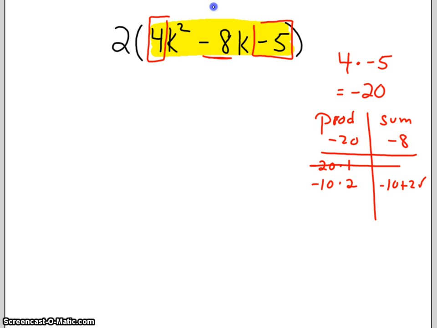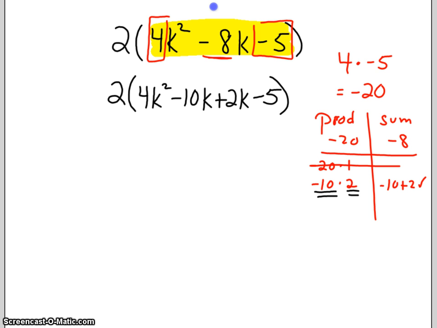So now what we're going to do is, for the middle term, you keep the first term the same. Now you use the minus 10 and the 2 to break apart the middle term. So instead of writing negative 8k, you write minus 10k plus 2k. And then you keep the last term the way it is, minus 5. And now we're going to use factor by grouping. So we cut this right down the middle. Keep the 2 along for the ride.